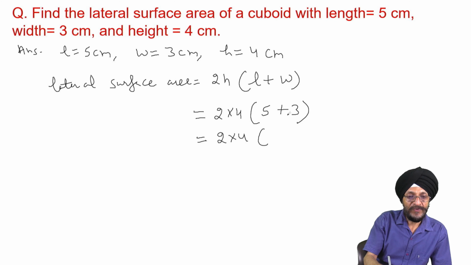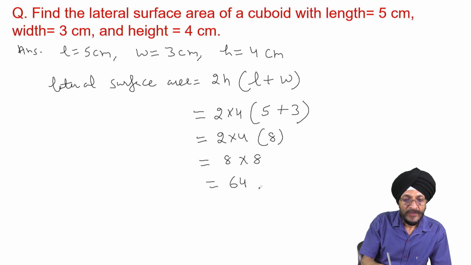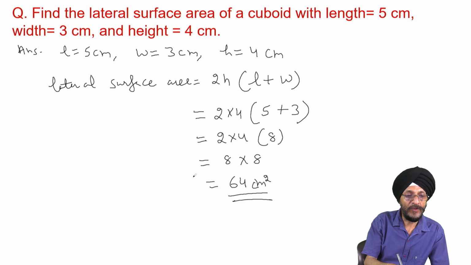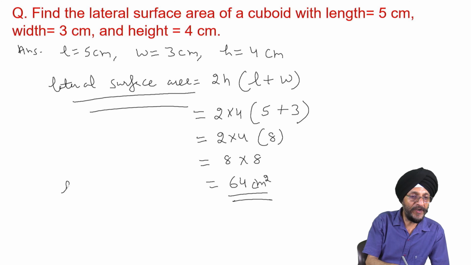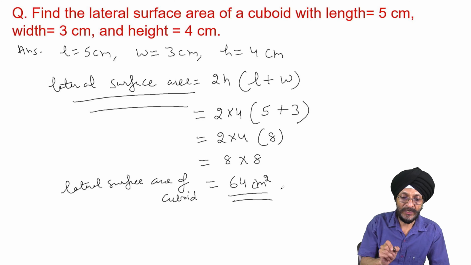We will solve it first. 8 multiplied by 8, it will come 64 square centimeter. Now this is the answer of lateral surface area of cuboid, which is equal to 64 square centimeter.